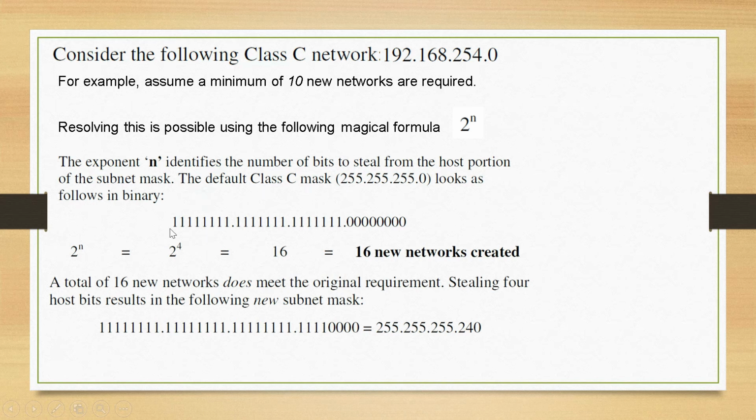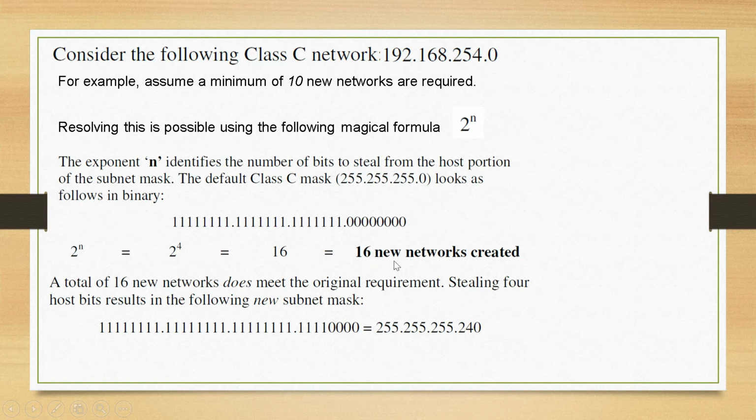So the default subnet mask is 255.255.255.0. Now, because we need 10 new networks, n will determine the number of bits to steal so that we know if it meets the requirement, which is 10 new networks. So if n is 1, this is equal to 2. If n is 2, this is equal to 4. If n is 3, this is equal to 8. But we need 10. So the next higher number is n equals 4, so we have 16. That means there are 16 new networks created.